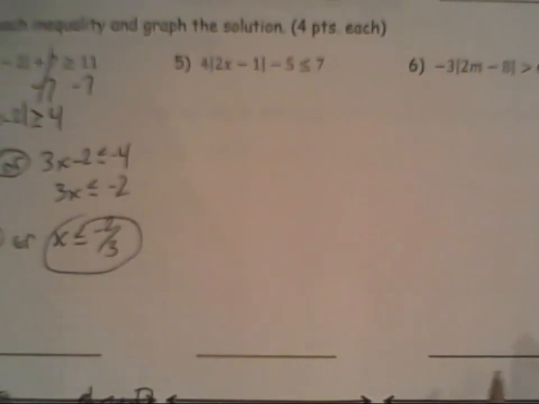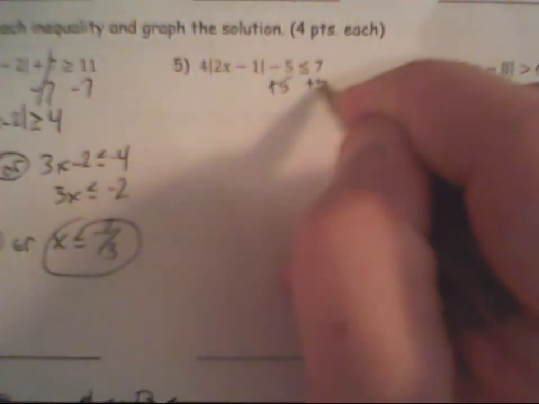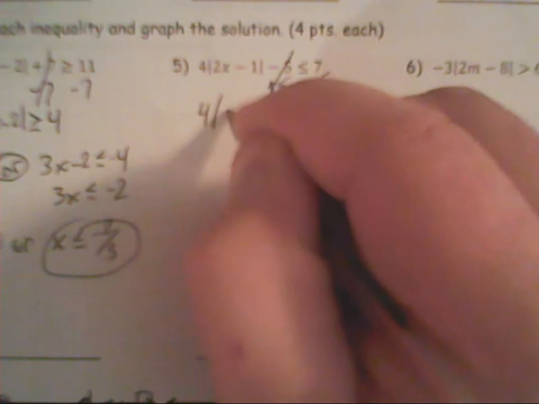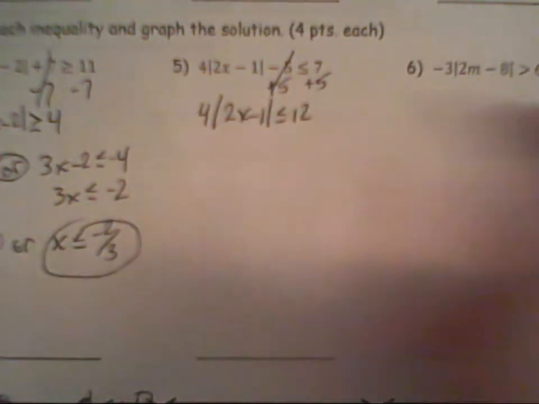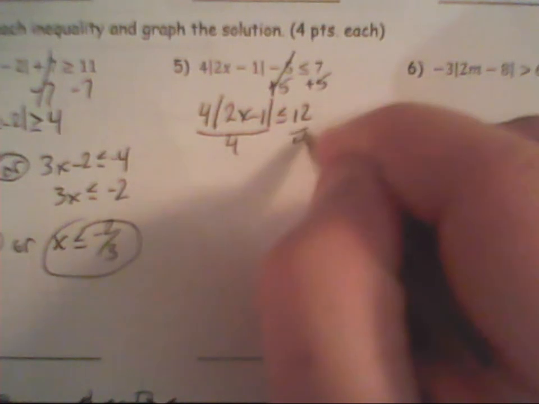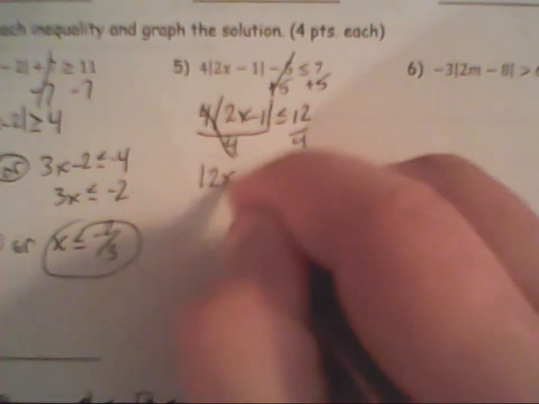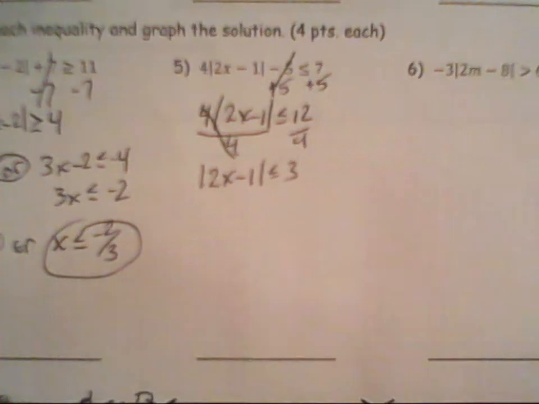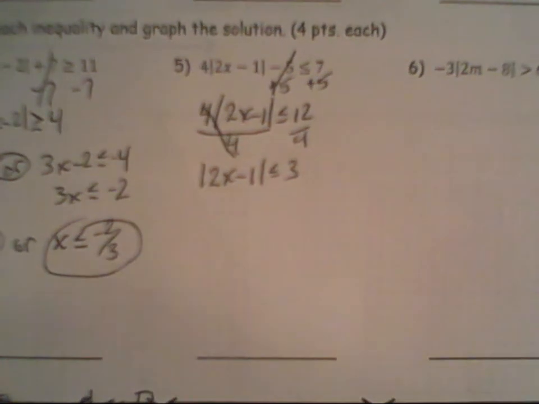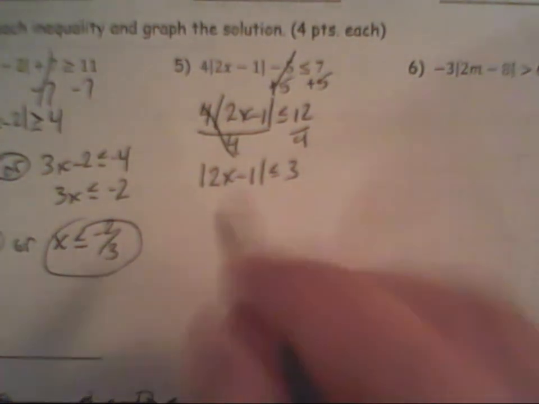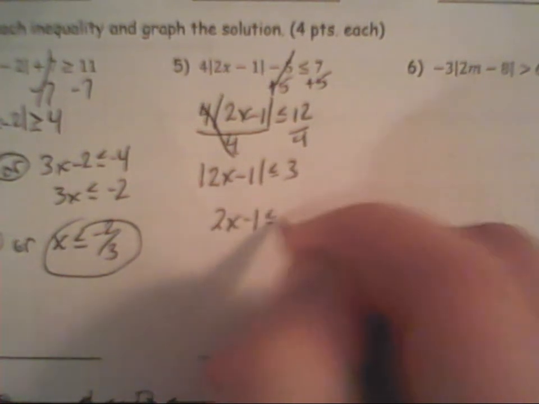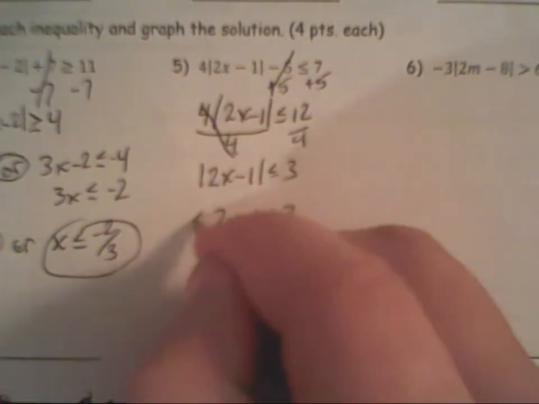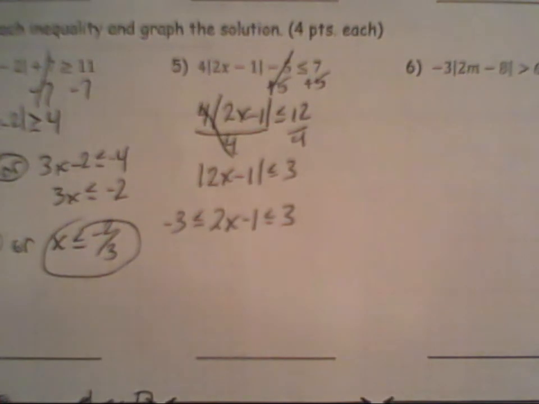Moving on to number 5. Again, I want to isolate the absolute value. So the first thing I would do is add 5 to both sides. So now I have 4 times the absolute value of 2x minus 1 is less than or equal to 12. Then if I divide both sides by 4, I would have the absolute value of 2x minus 1 is less than or equal to 3. Now I have an isolated absolute value sign. It is less than, and I'm going to write it like this. 2x minus 1 really is less than or equal to 3, and it's greater than or equal to -3.